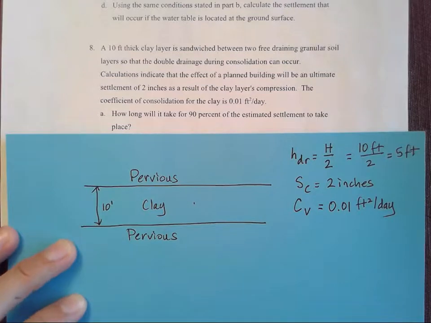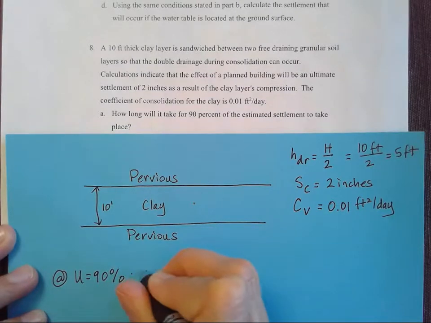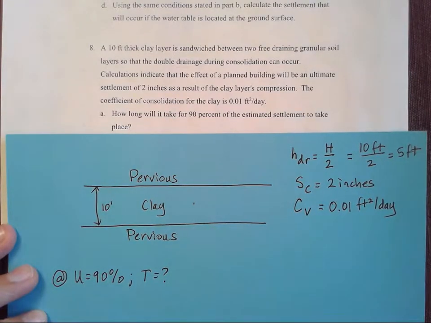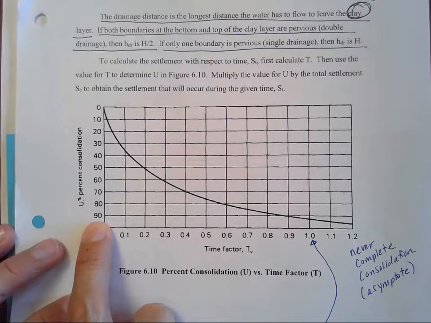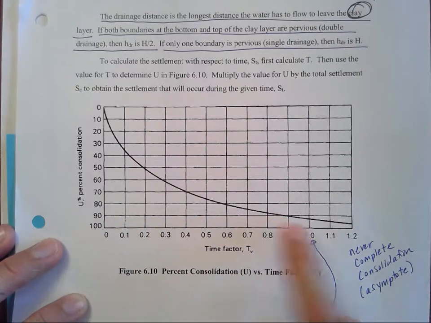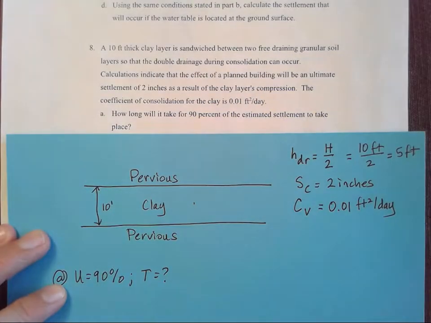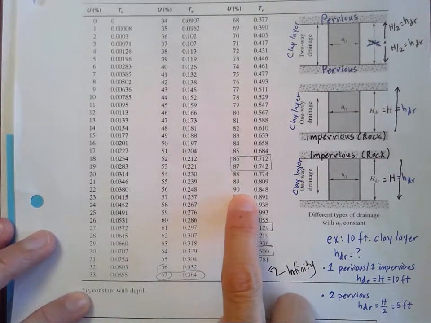How long will it take for 90% of the estimated settlement to take place? All right, so we know that our U is going to be 90%. So our first thing we're going to want to know is, what is our T? Whenever we have that percent of consolidation, think, okay, I can figure out my T, because you've either got your graph here that you could use and say, okay, 90%, and come along here and kind of try to read a value here, which is a little tricky to do. So I recommend you go ahead and take the shortcut and use the table here. You'll get a much nicer value.